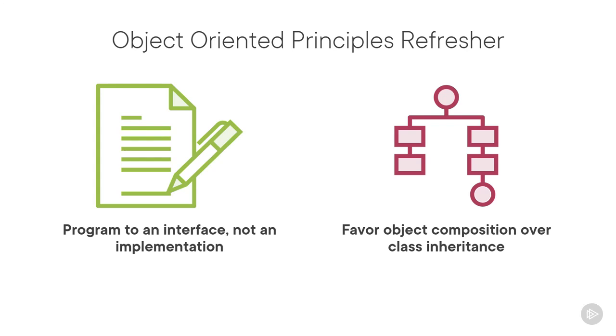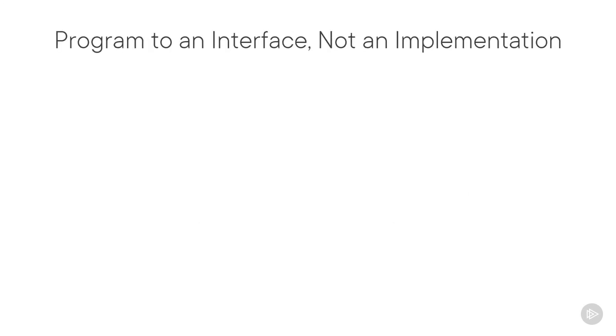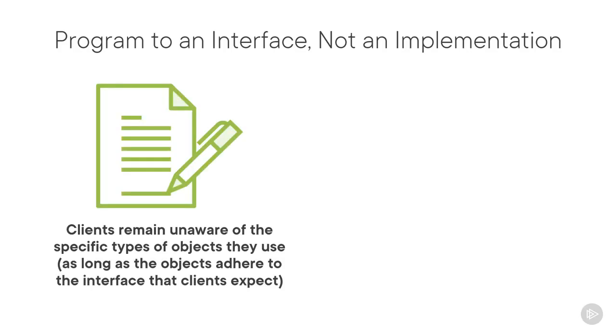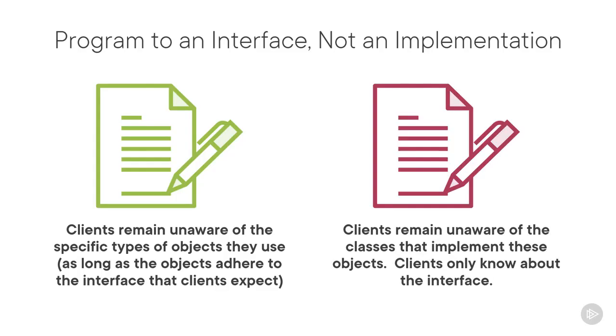Let's start with the first one, program to an interface, not an implementation. This has 2 main benefits. 1. Clients remain unaware of the specific types of objects they use, at least as long as the objects adhere to the interface that clients expect. And 2. Clients remain unaware of the classes that implement these objects. Clients only know about the interface.